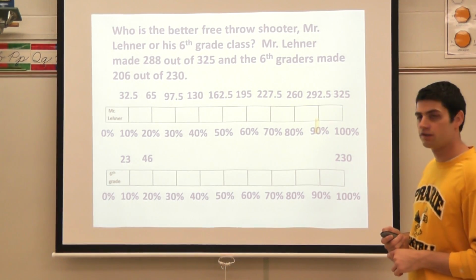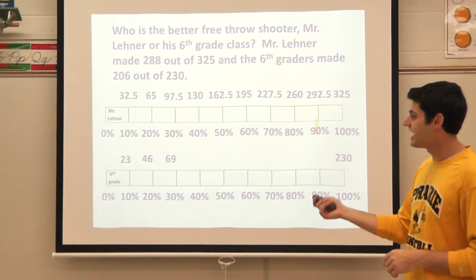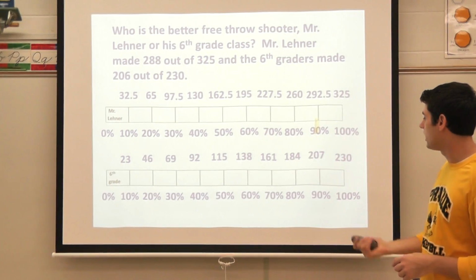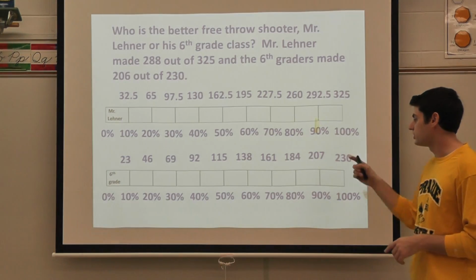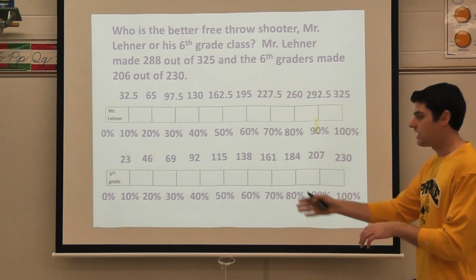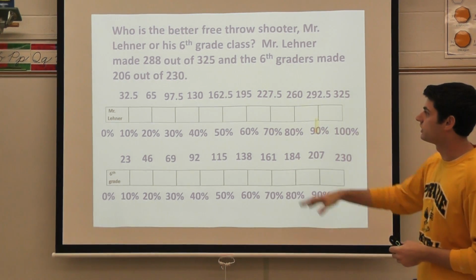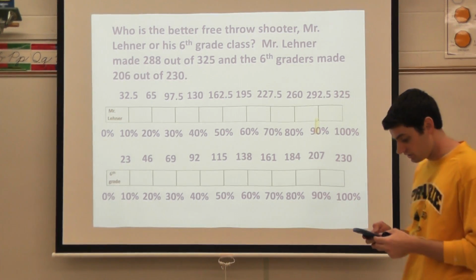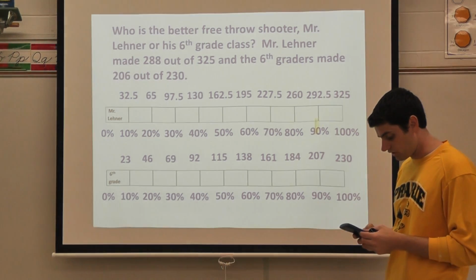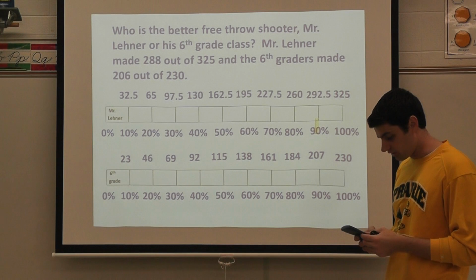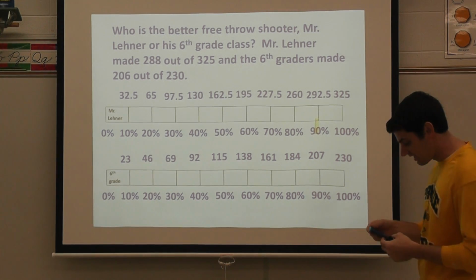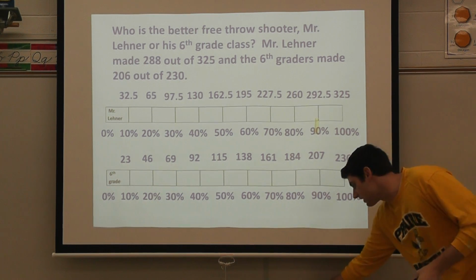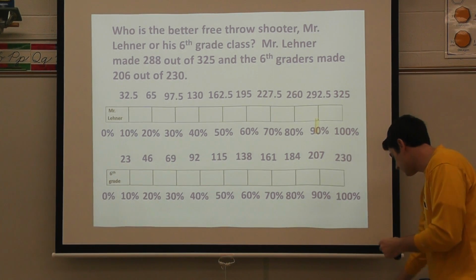20% of 230 is 46. 30% is 69. 40% is 92. And so forth, all the way up into 100%, which is 230. So now I have my numbers here. Let's take a look at what the sixth graders made. They made 206 out of 230, so again, use my calculator, 206 divided by 230, and the sixth graders made 89.5, so just about 90%.